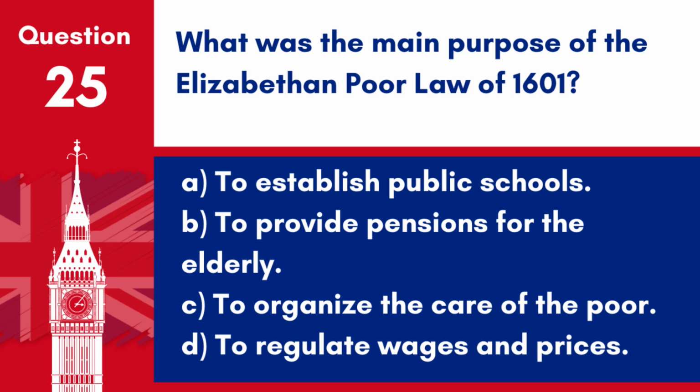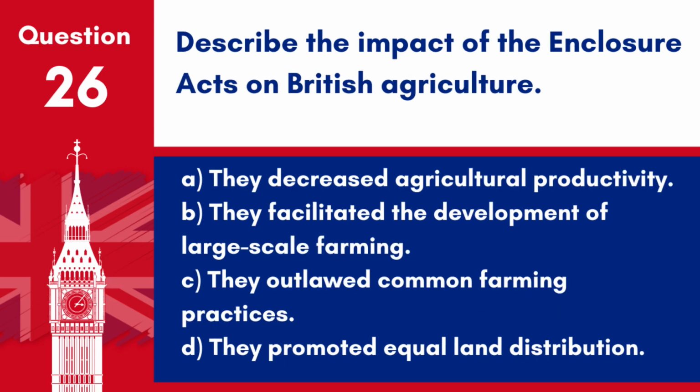Answer: C. To organize the care of the poor. The Elizabethan Poor Law of 1601 established a system for the relief of the poor, which became the foundation of poor relief for centuries afterward. Question 26. Describe the impact of the Enclosure Acts on British agriculture.